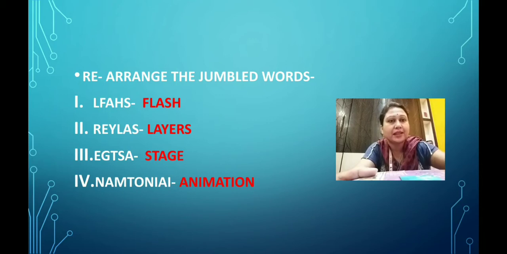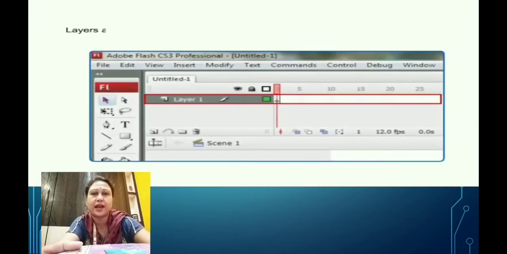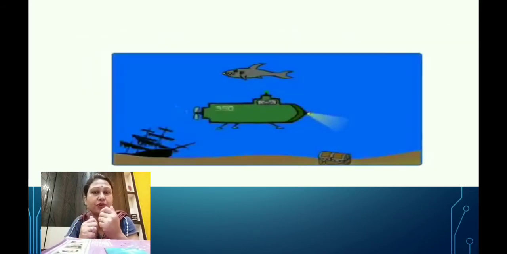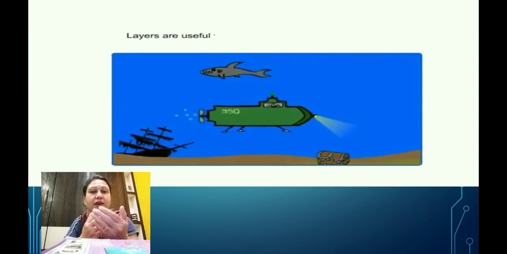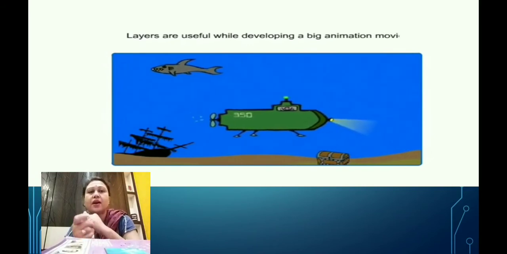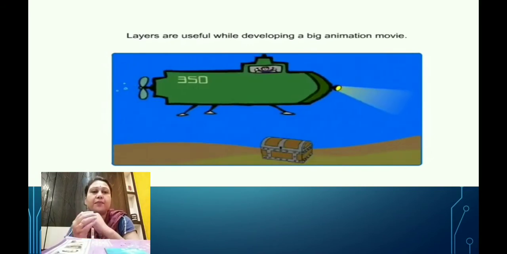All right. Now, let us proceed towards today's class. First of all, we will start with what layers are, working with layers. Layers are like transparent sheets that can hold objects and are stacked on top of each other. Transparent sheet means see-through sheets, through which you can see what is there on the other sheet. And why do we use layers? Because layers are useful while developing a big animation movie.